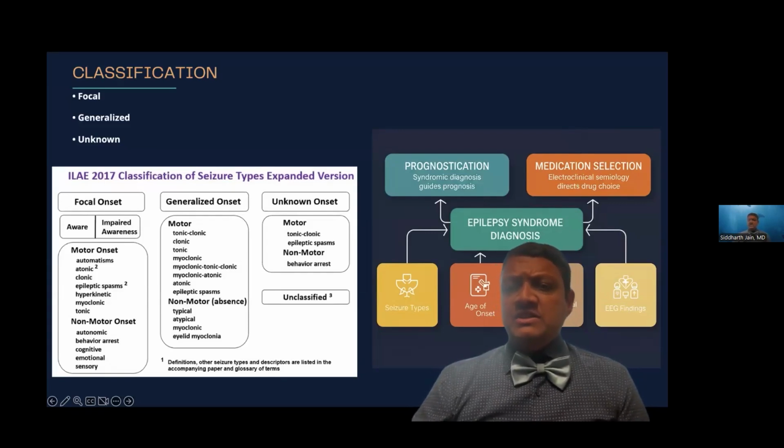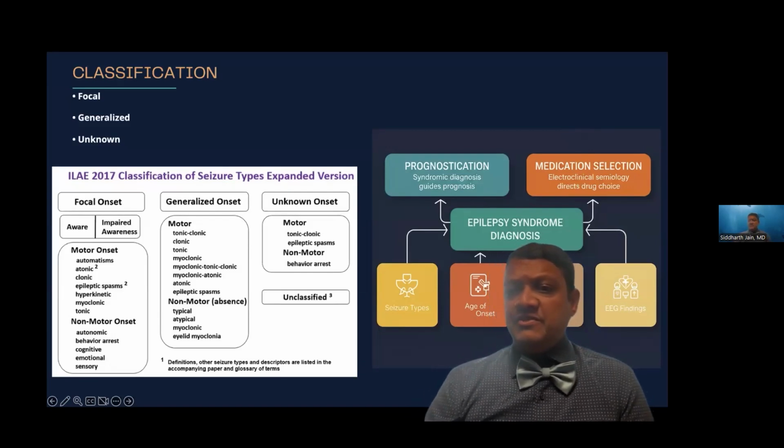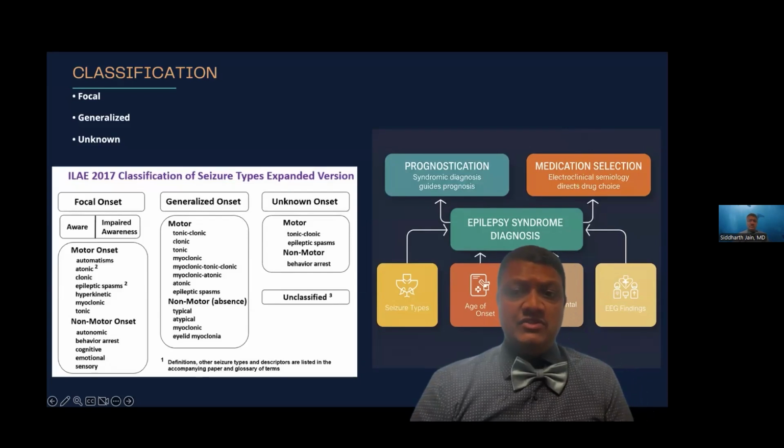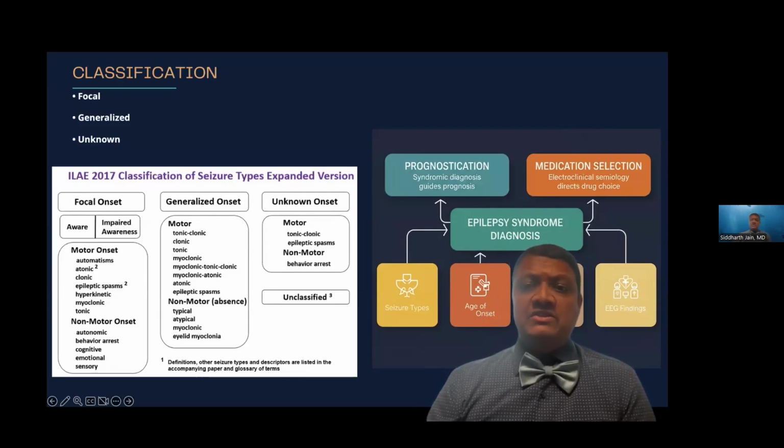So it tells us that the prognosis guides medication choice, informs genetic counseling, and helps with realistic expectations with families. A child with childhood absence epilepsy has a completely different trajectory from a child, let's say, with Dravet syndrome, even though both may have generalized seizures.